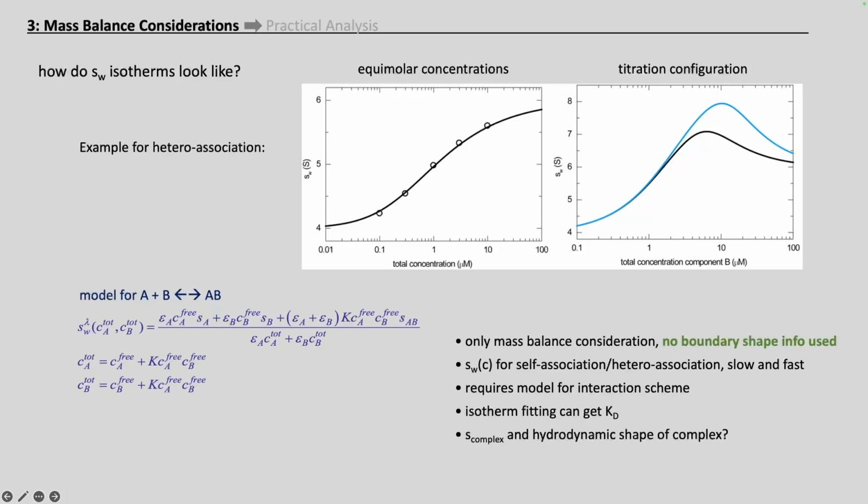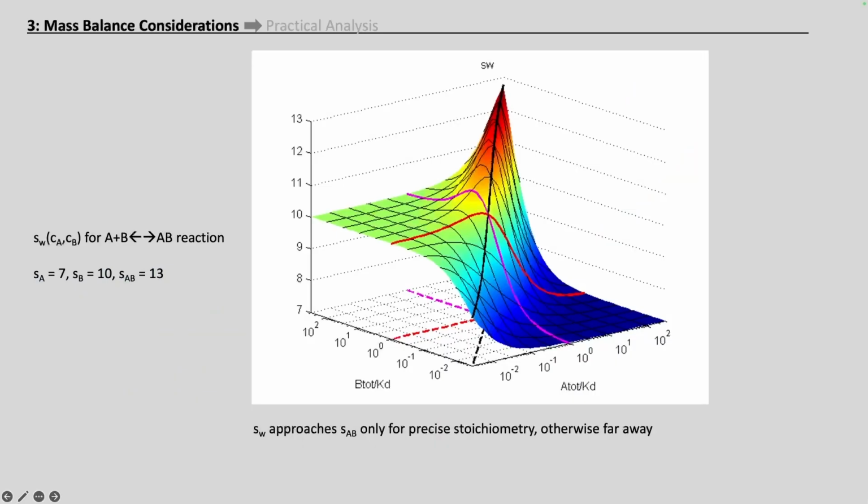But how precise are the complex S values from this method? To answer this, let us look at the full binding isotherm. After all, for heteroassociation, it is a function of the two loading concentrations of the interacting components, both A and B.